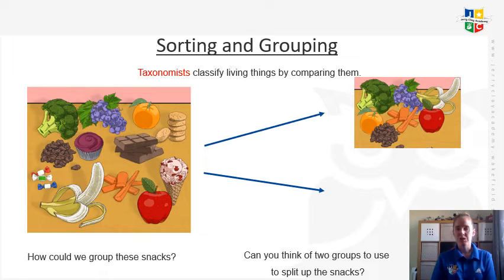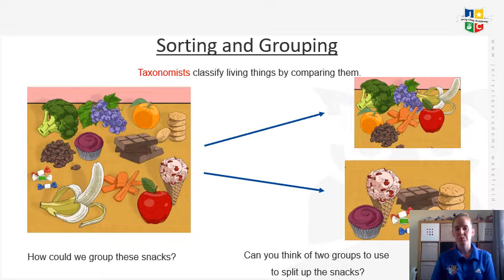So one group could be healthy snacks. So there you've got things like broccoli, carrots, grapes, bananas, apples, raisins, oranges. The other group could be maybe the unhealthy snack group. There you've got cakes, buns, sweets, chocolate, biscuits, ice cream. So that's one way you could classify those snacks.